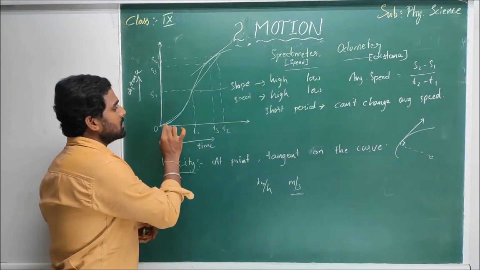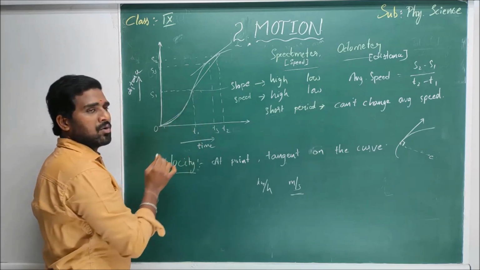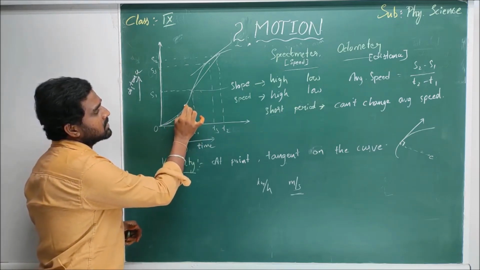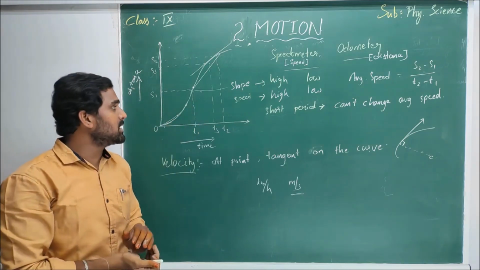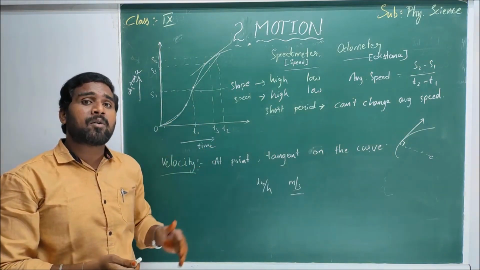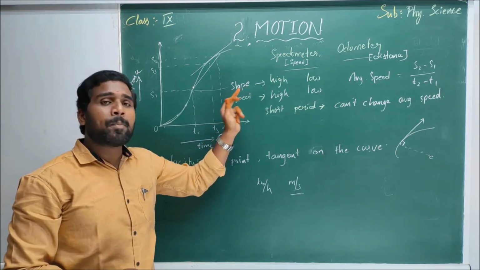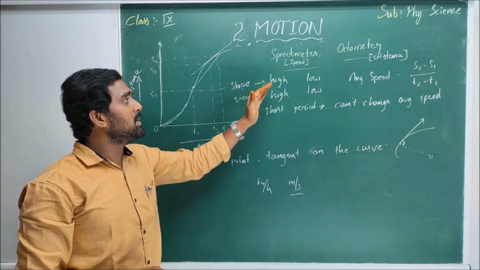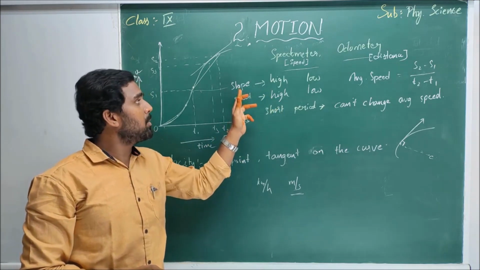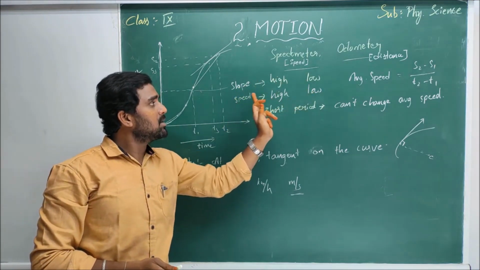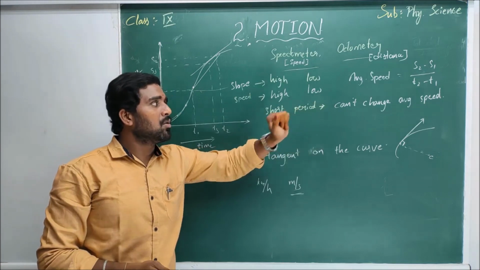Where is the speed high or low? Here you observe so many points on the slope. Where is the speed of the object high or low? It depends on the slope of the curve. Where the slope is high, the speed of the object is high. Where the slope is low, the speed of the object is low.